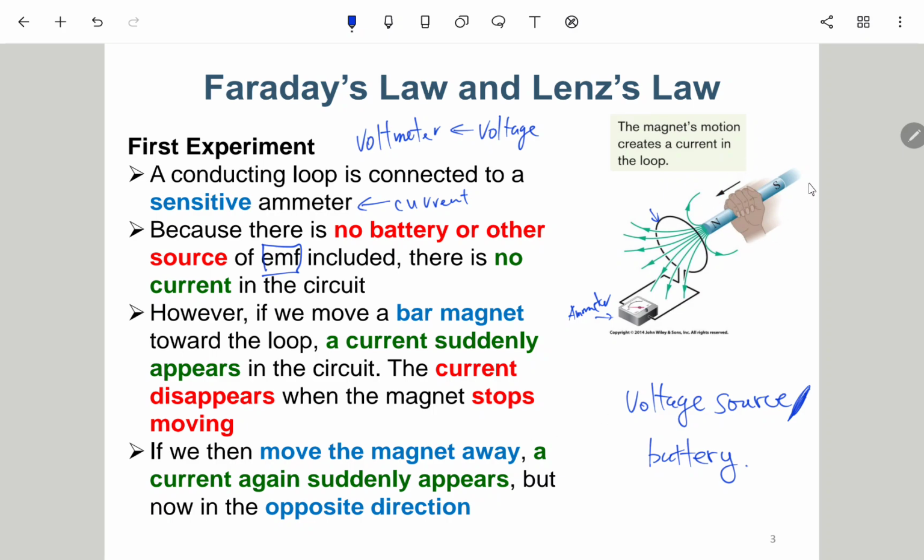So now we just pick a magnet bar and put it closer to the loop. If your magnet bar is moving, then there will be a current. But if you stop moving the magnet bar, just place it nearby or even inside the coil, then the current also disappears. If we then move the magnet away, a current suddenly appears, but now in the opposite direction.